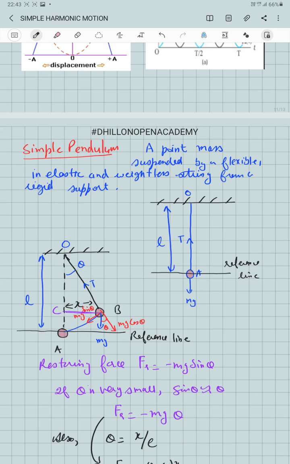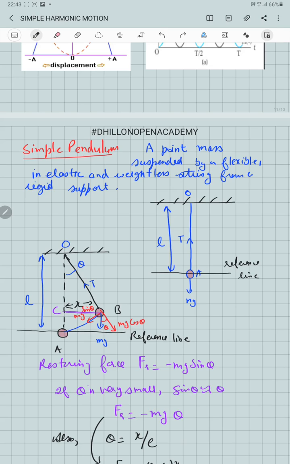Suppose the bob of the pendulum is taken from point A to B. So it undergoes an angular displacement theta. When it reaches point B, the tension in the thread is directed from B to O. Weight is still acting vertically downward. In this case, angle AOB is theta. Then this angle will also be theta because it is a corresponding angle.